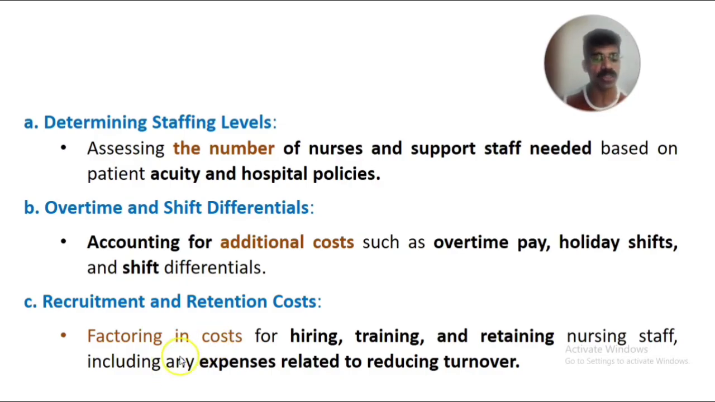Factoring in cost means finding out the factors that increase the cost in relation to hiring, recruiting and training of the staff. After recruiting, we give training to the staff in the hospital, the in-service training program, and we have to give additional benefits, welfare services or incentives to retain the nursing staff in the hospital. All these are the different factors that cost expenditure in relation to recruitment and retention cost. So, factoring in cost for hiring, training and retaining nursing staff, including any expenses related to reducing the turnover of the staff in the hospital.